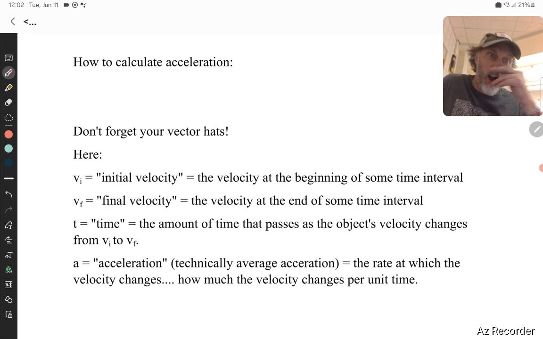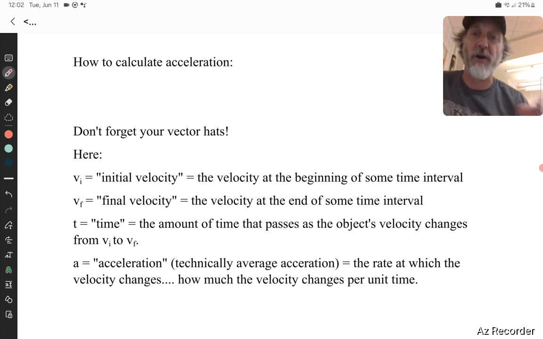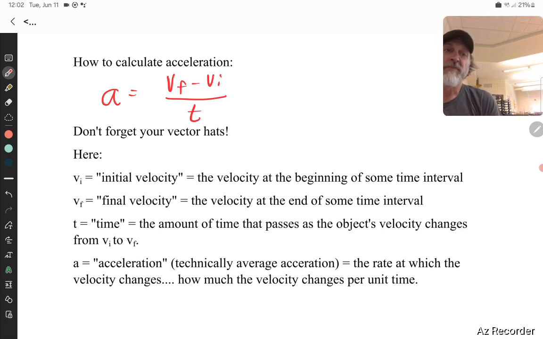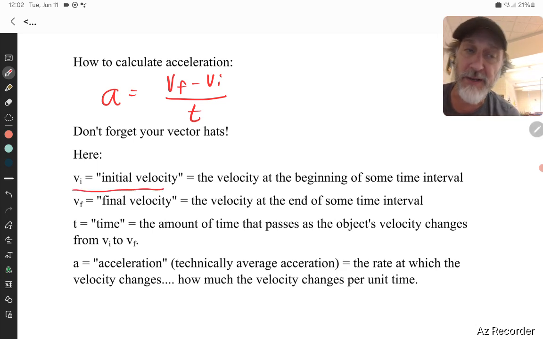All right, so how do you calculate acceleration? Well, it turns out the equation for acceleration is Vf minus Vi over t, okay? So what do these different variables represent? Well, Vi is your initial velocity. It's the velocity at the beginning of the time interval that you're interested in.